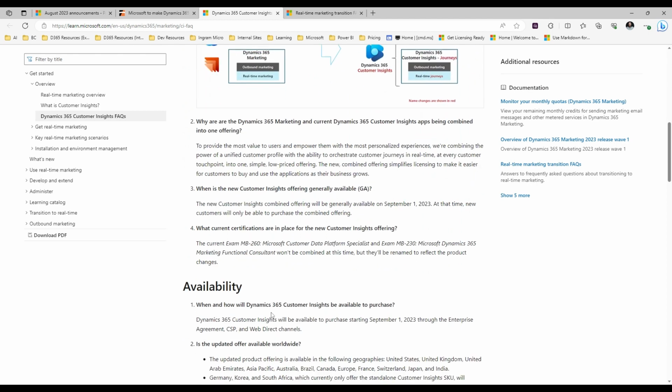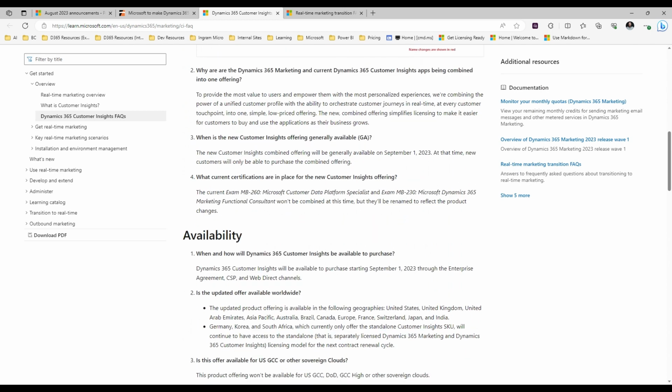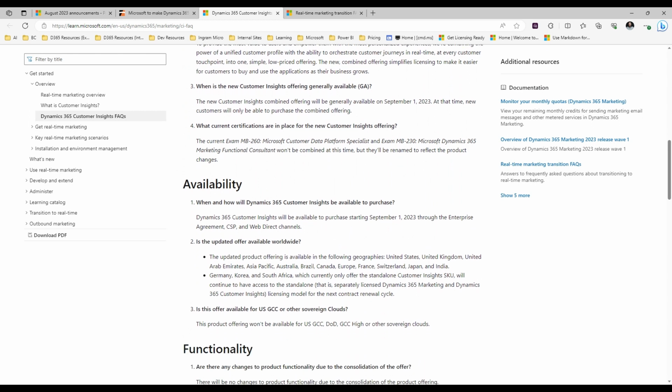Are there certification exams for this? Well, there's the MB 230 and MB 260. They're not combining those exams right now, but they will make the appropriate naming changes to reflect the product change. When and how will this be available for purchase? We talked about it. It's September 1st, 2023 through EA, CSP, and WebDirect.